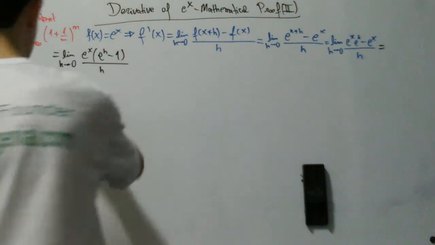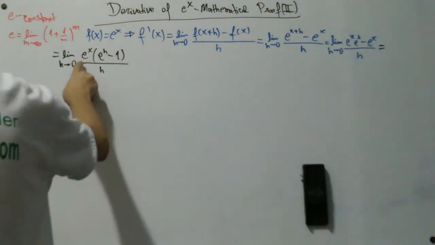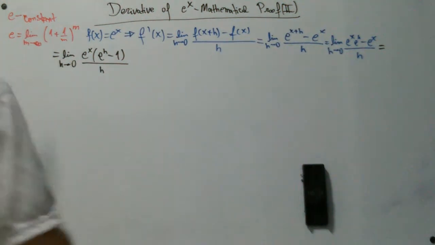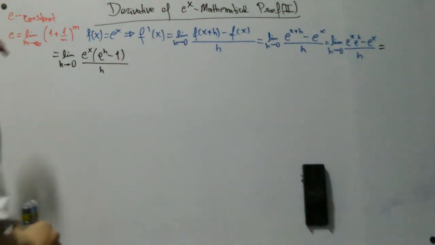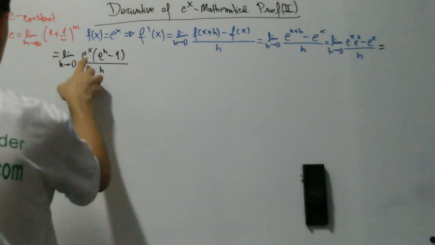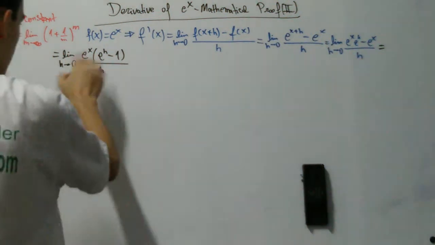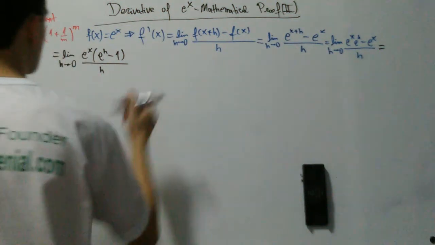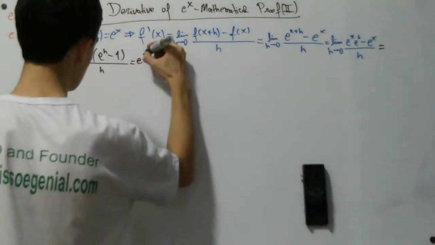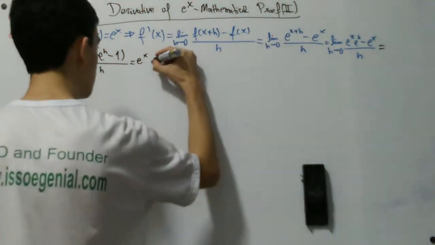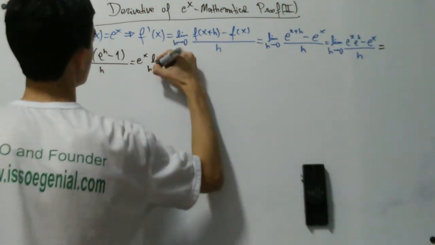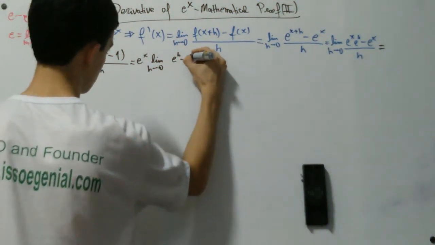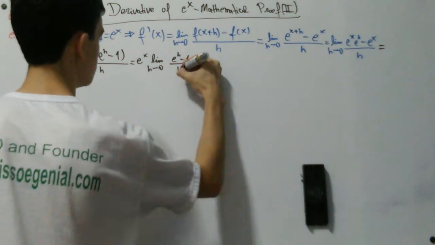So notice here that our limit happens when h approaches 0, so our limit depends on h. And we can see that e to the x doesn't have an h there, so we can take this e to the x out of the limit. So this is equal to e to the x, and then the limit when h approaches 0 of e to the h minus 1 divided by h.